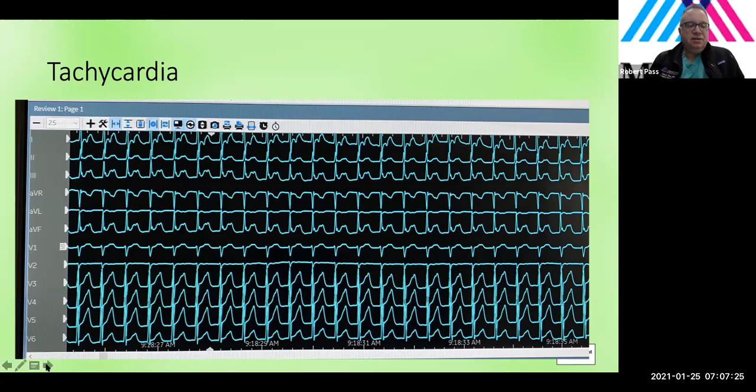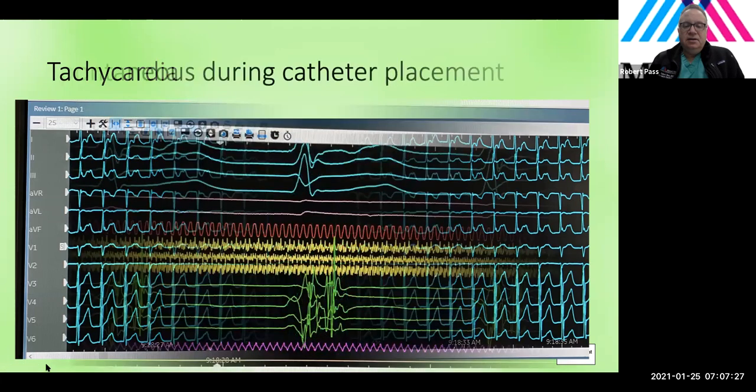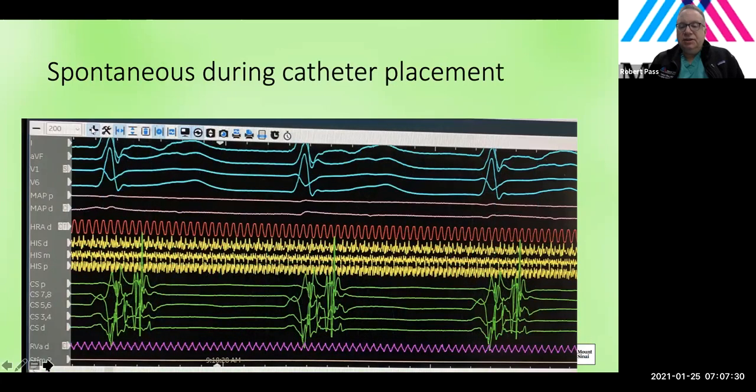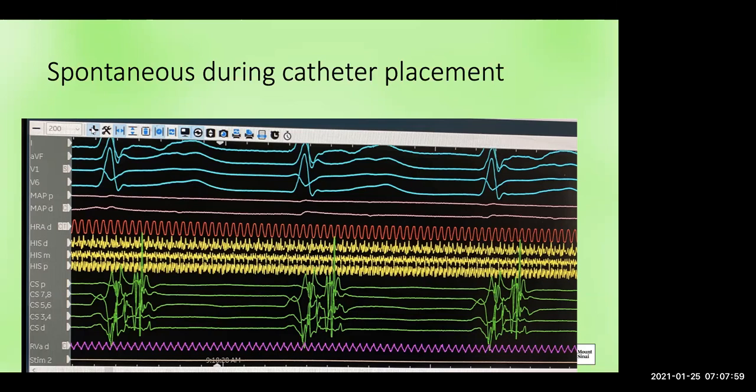Let's move on to the next slide here. Now, this is actually a tachycardia during catheter placement. And I will remind you, we only have one catheter in place at this point, which is the coronary sinus catheter going from proximal to distal. And why don't I ask Grace Kong if you have any thoughts about whether, based on what David was saying, this is the same tachycardia. Do you think that you have any greater insight into what this might be?